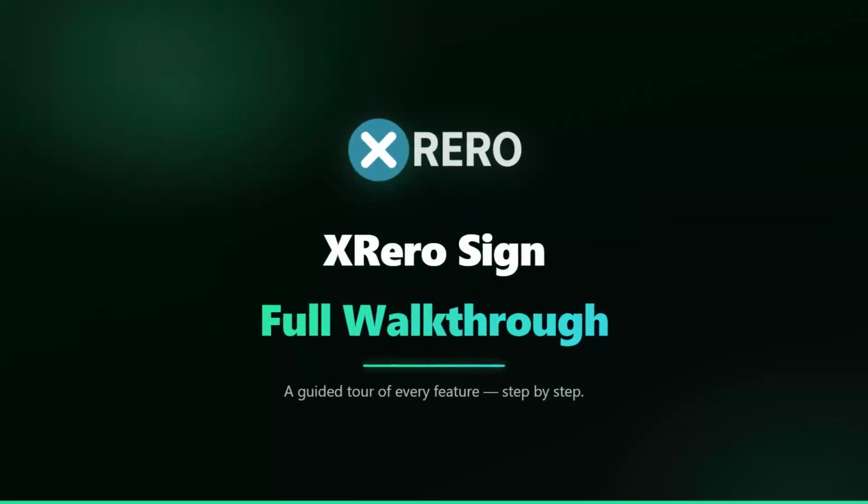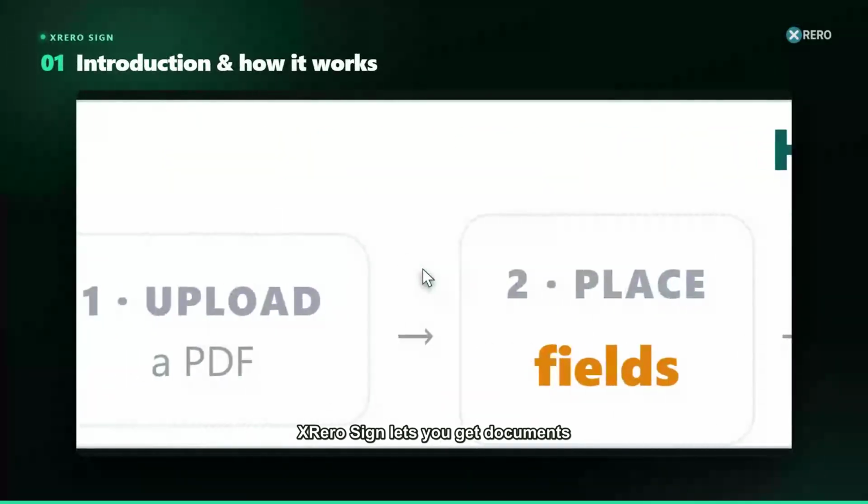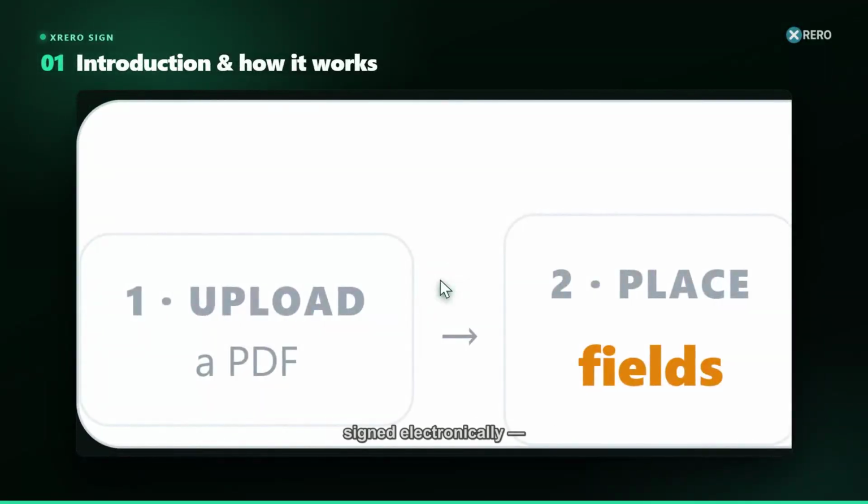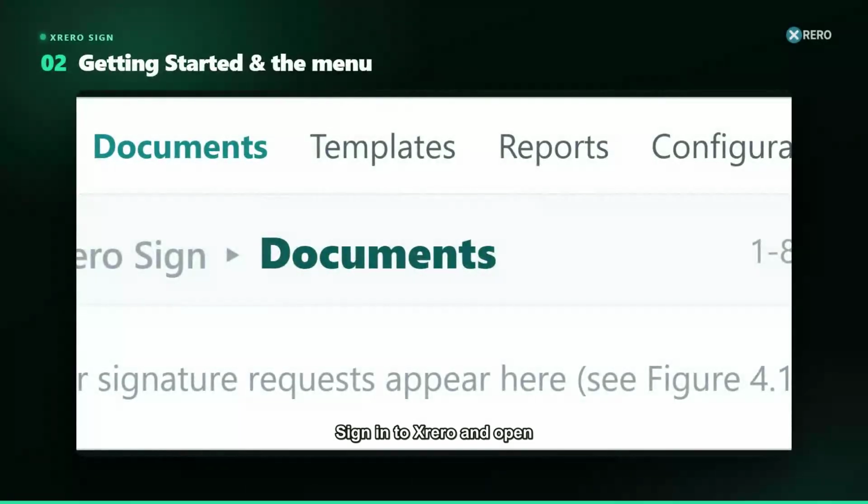Let's dive in. Xero Sign lets you get documents signed electronically. No printing, scanning, or posting. You upload a PDF, drop fields on it, a signature box, a date, a text line, choose who signs where, and send. Sign into Xero and open Xero Sign from the app's menu.